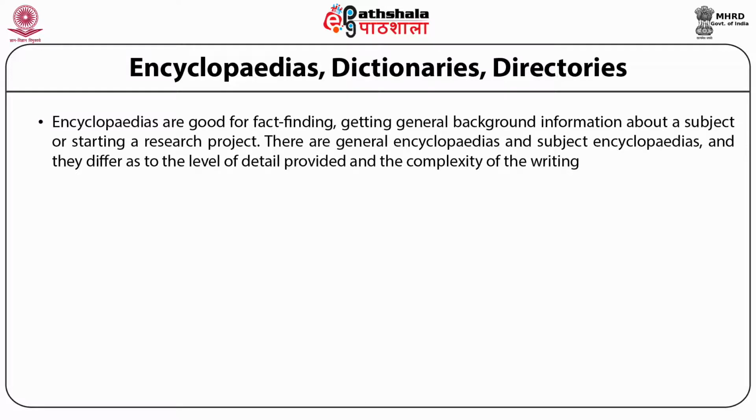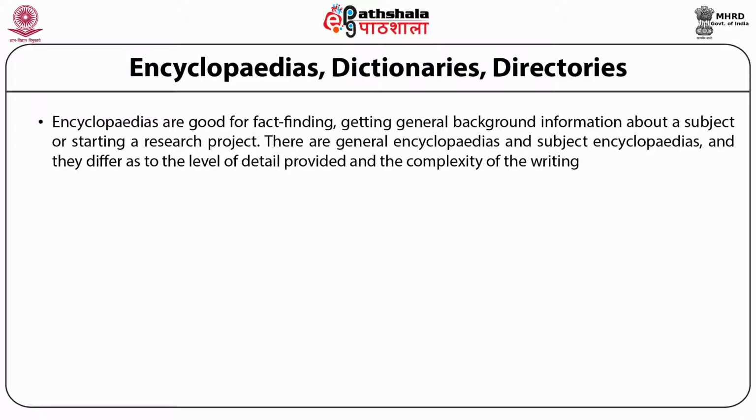For example, McGraw-Hill Encyclopedia of Science and Technology is a subject encyclopedia. On the other hand, the World Book is a general encyclopedia and it is also available online. There are the general encyclopedias and the subject encyclopedias, and they differ as to the level of detail provided and the complexity of the writing.